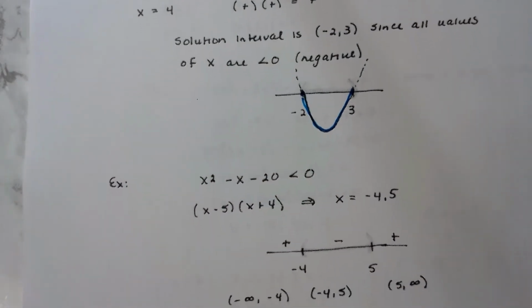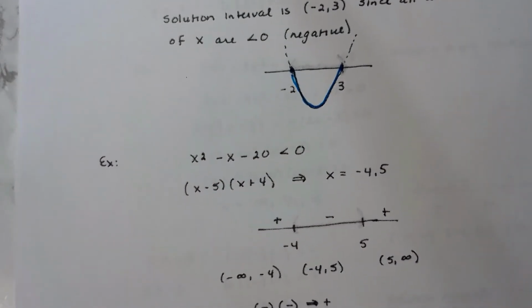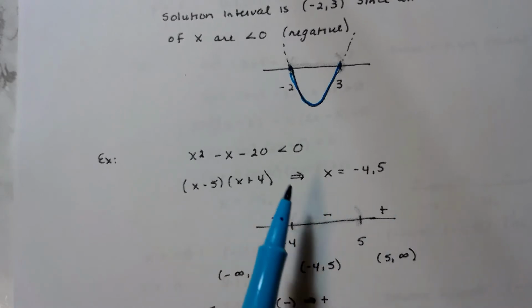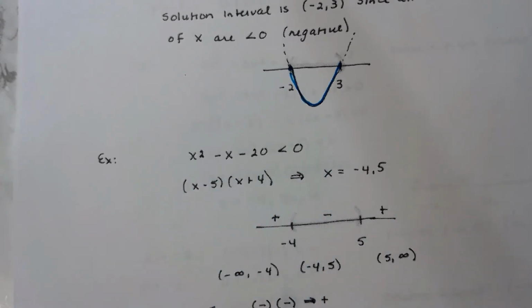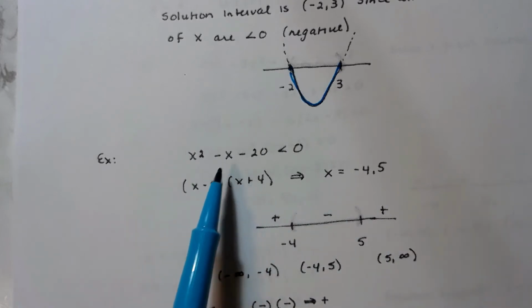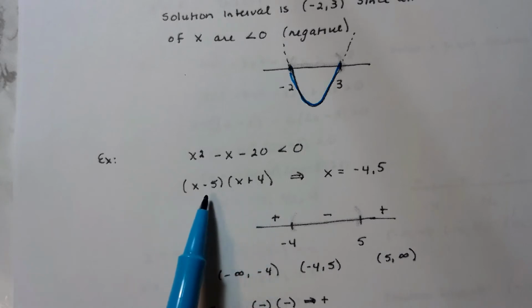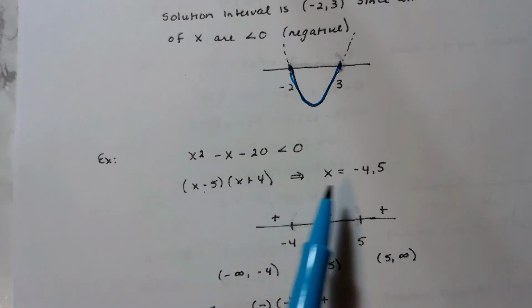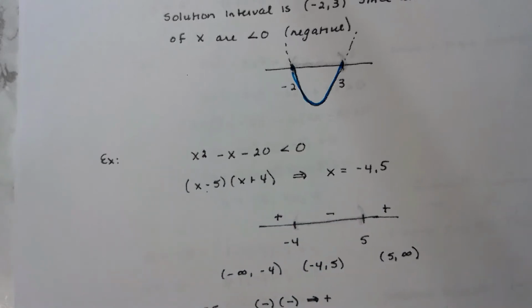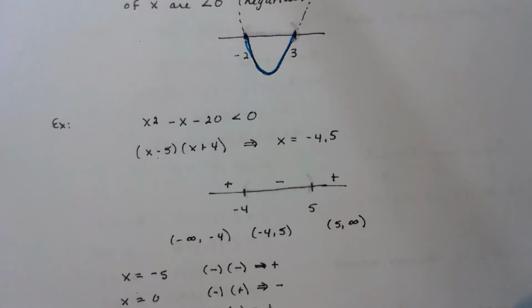Here's another one: x squared minus x minus 20 less than 0. Again, everything's over to the left, 0's on the right, so I can skip step 1. The next step is to factor this, so I went ahead and factored it down. I got (x minus 5)(x plus 4), and if I solve each one of these for x, I get x equals positive 5 and negative 4. So those are my zeros or key numbers.